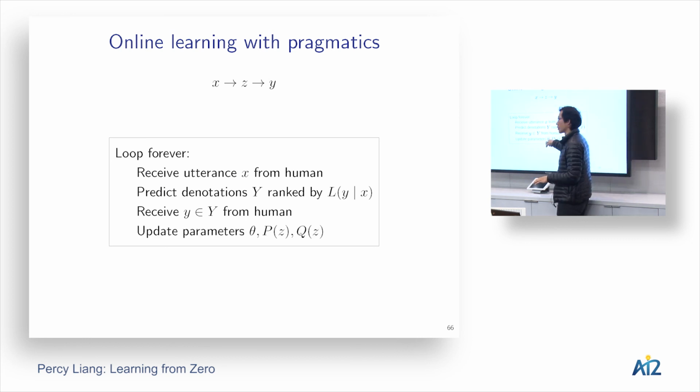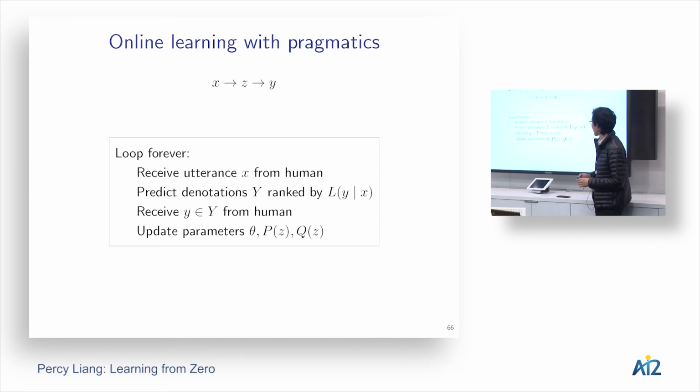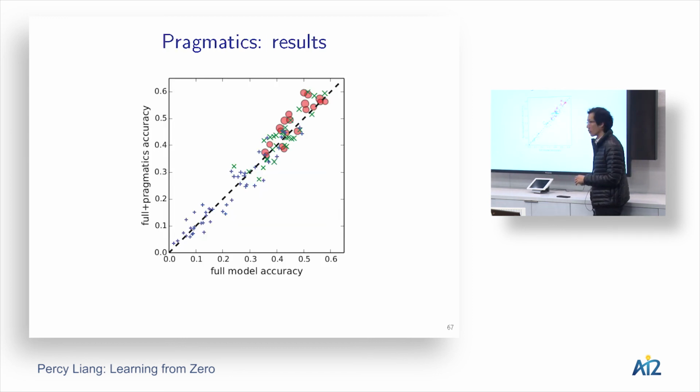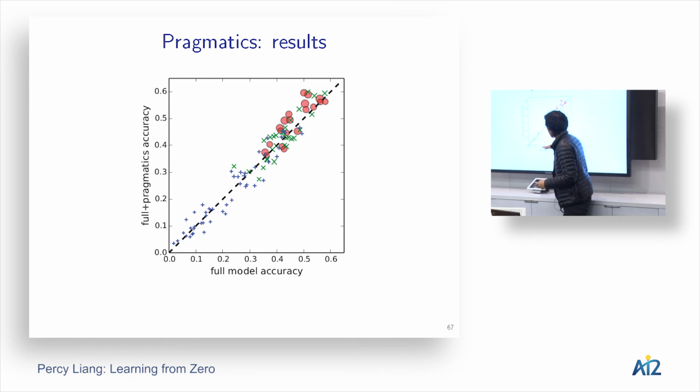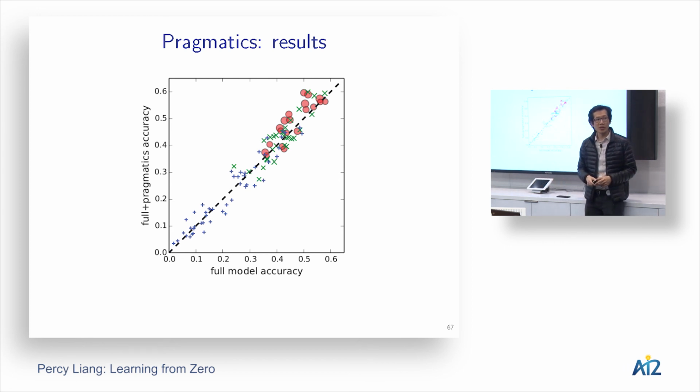And you update the parameters of the semantic model, as well as these P's and Q's for pragmatic reasoning. So how well does this work? Here is a plot that shows without pragmatics, with pragmatics, and where this line is indifference. Initially, when we looked at this, we were disappointed because it doesn't seem to really change very much. But then we thought, well, why should it change?